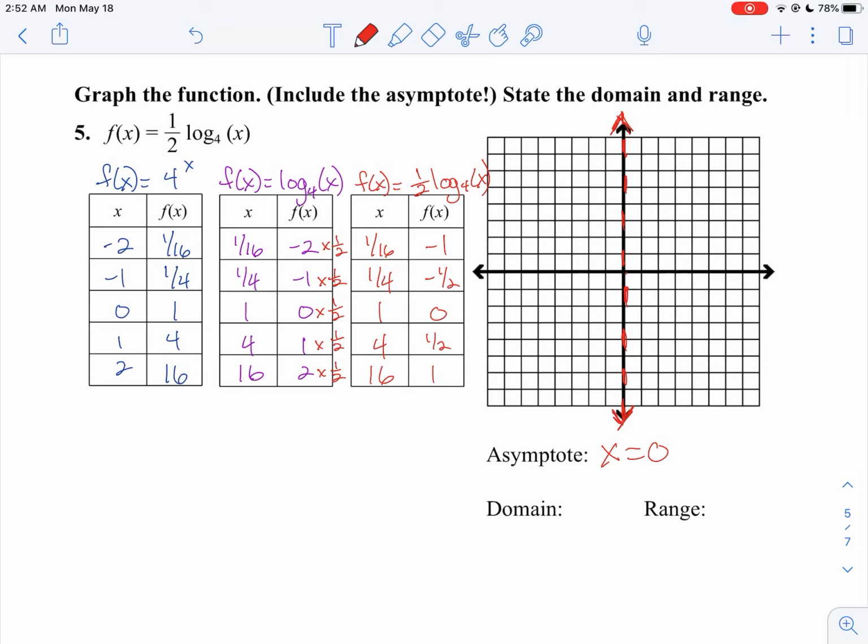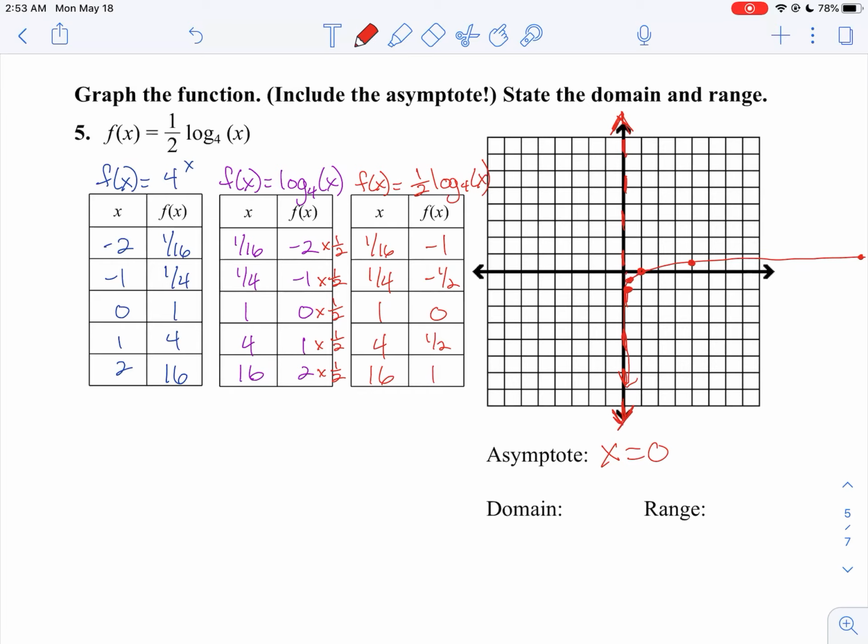1/16, -1 is about right there. We've got 1/4, -1/2 is about right there. Then we've got our 1, 0, which I'm going to graph in the right spot this time, and 4, 1/2. And then if we went way out to 16, I can't even get to that on my graph here, but about right there, 16, 1, then we would see that this is curving like this.